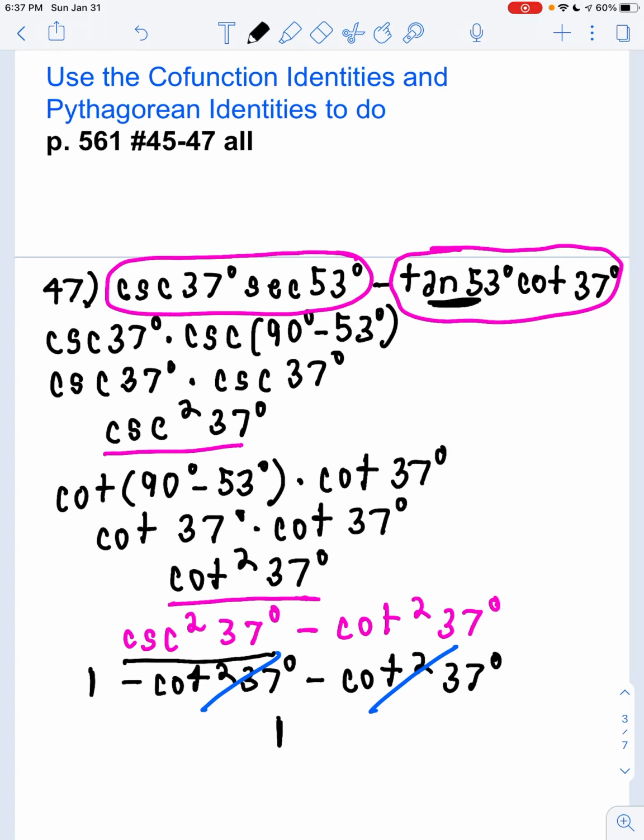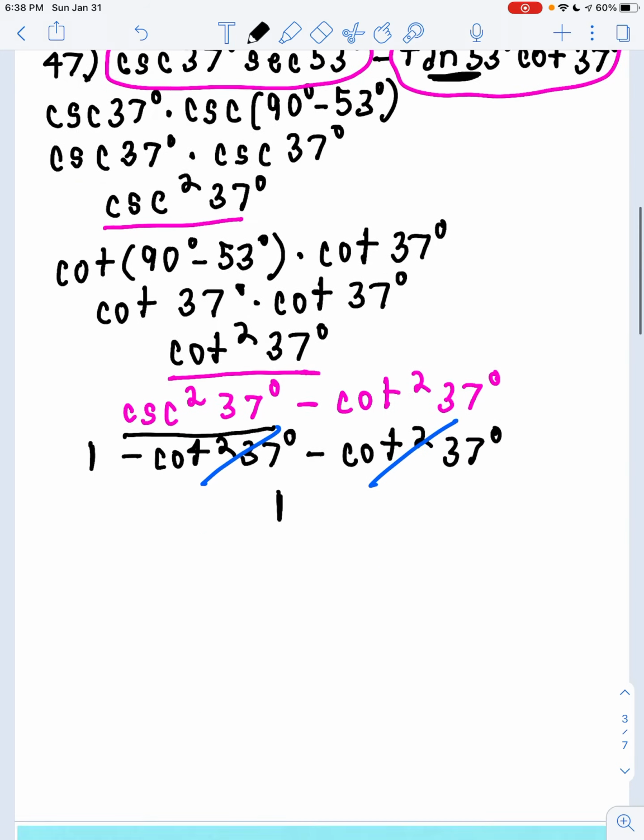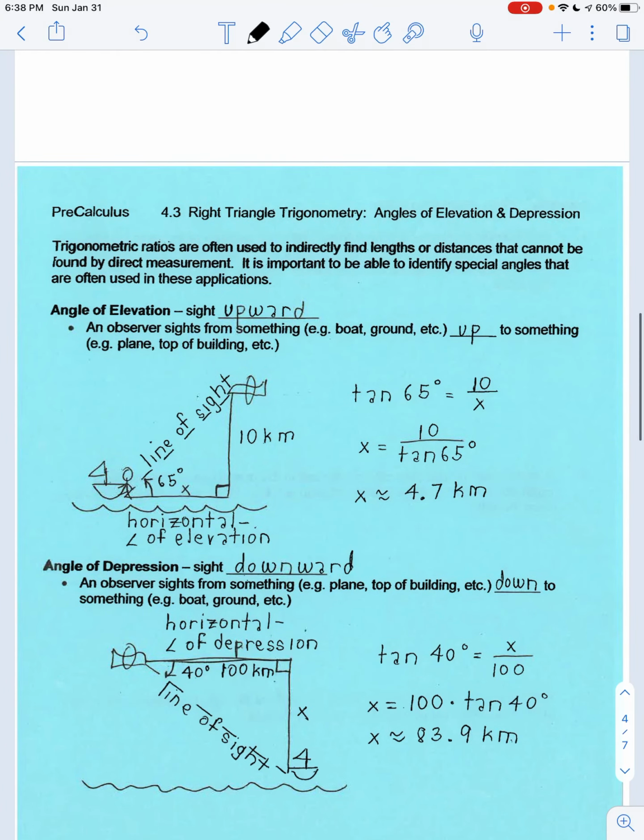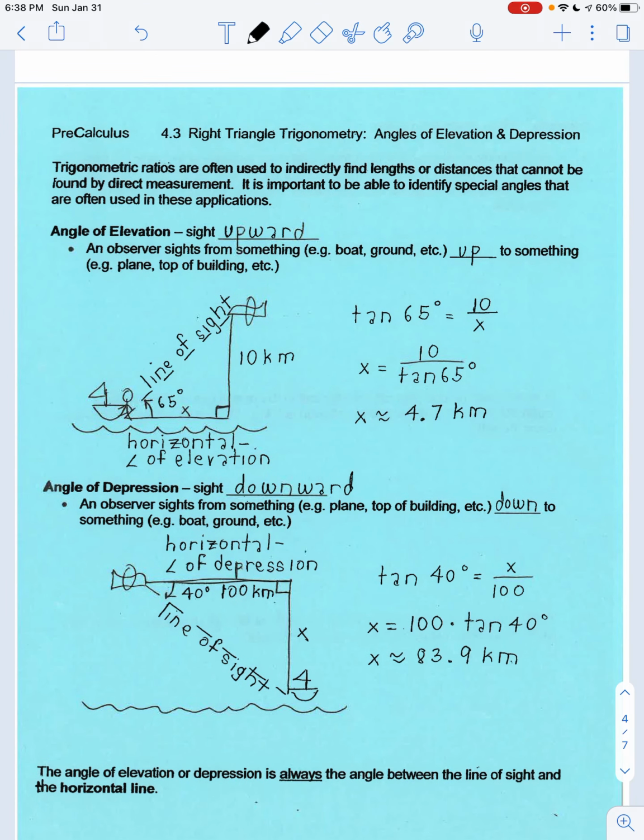I know that's a little confusing, but I wanted you to at least see how a cofunction identity and a Pythagorean identity can actually be used together. And it's just an interesting little thing to see. I'm not sure that I actually gave you anything like that in my math lab, but I thought you should at least see it. All right, the final thing, right triangle trigonometry with angles of elevation and depression.